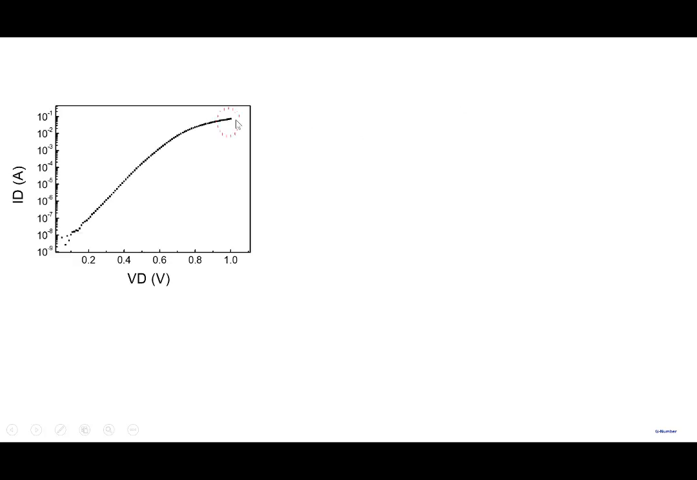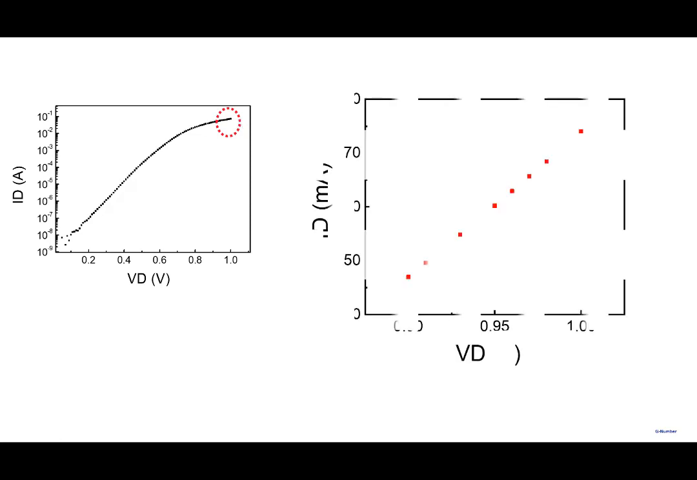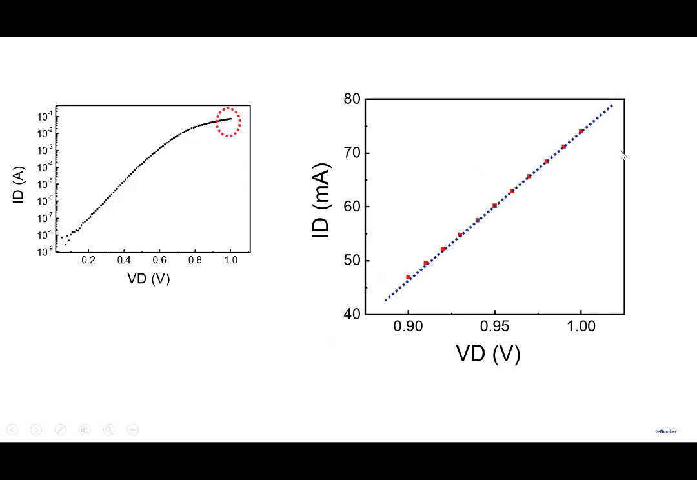If I focus on this region, let's say from 0.9 to 1 volt, looking at higher biases, and I plot the characteristics, look at the nature of the graph. The nature of the graph is linear. The diode is not exponential anymore, it's linear. In fact, we can fit this particular line here and extract a resistance of 3.5 ohms.